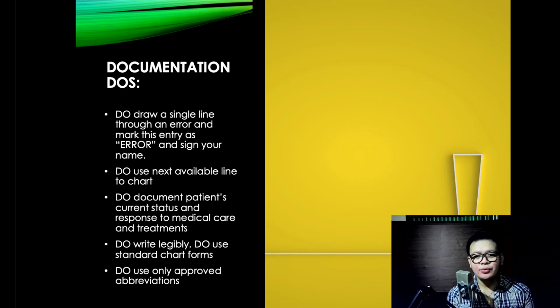No need for you to place your signature or your initials at the upper or even in the side part. Do use the next available line to chart and make sure you are not skipping any specific line, because in charting, it should be a continuous process. The format should be a continuous process, okay?